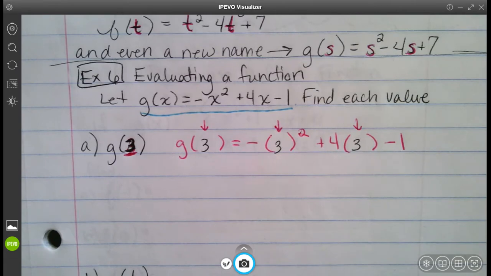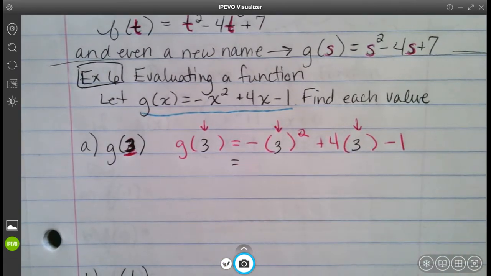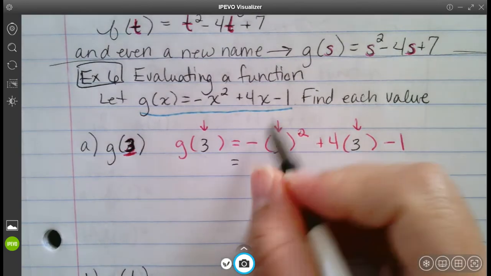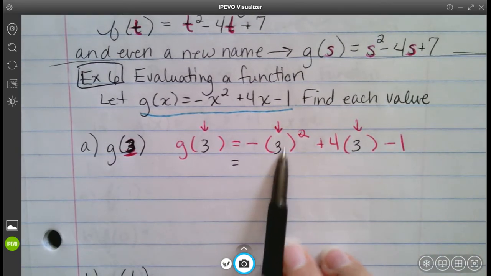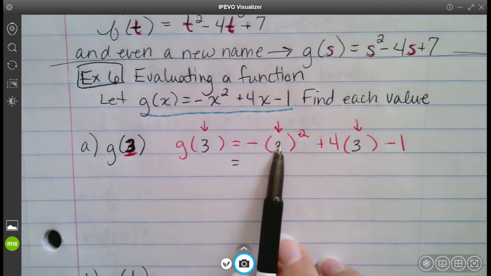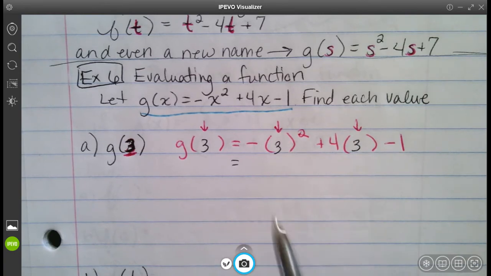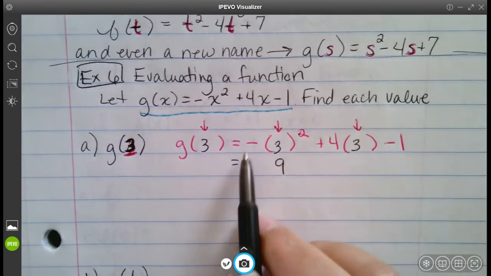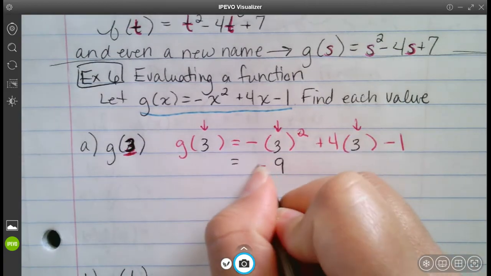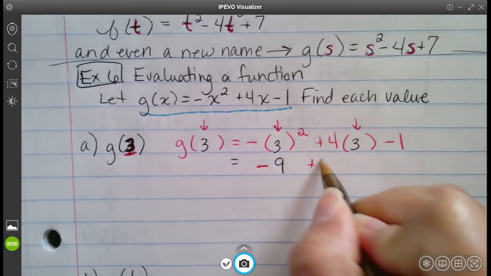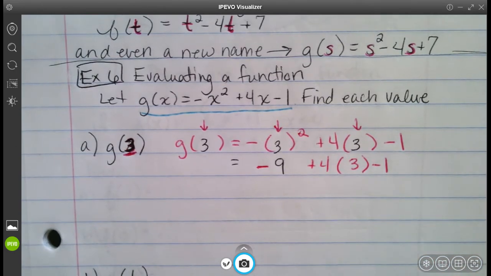And we're going to evaluate the right side of this. Using our order of operations, we do the parentheses first. It looks like we don't really have anything inside the parentheses except for the number. So we're going to move on to the exponents. 3 squared is 9. Bring down that negative, so we still have that negative here, plus 4 times 3 minus 1.